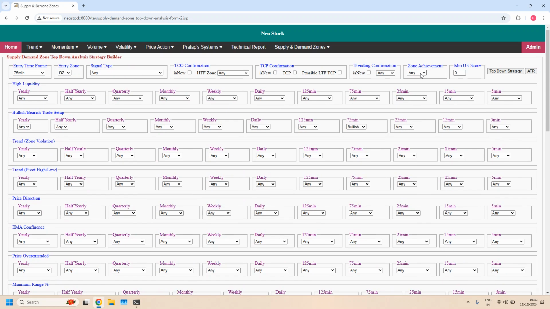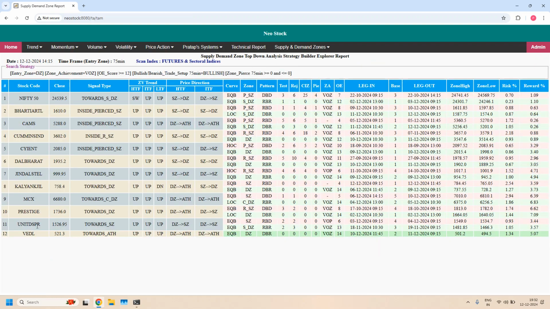And zone achievement, violated opposing zone, minimum odd enhancer score 12. All 3 filters are applied to 75 minutes demand zone. Let's filter. So we got 12 stocks. All these 12 demand zones, 75 minutes demand zones, are supporting bullish trade setup for weekly income trade.